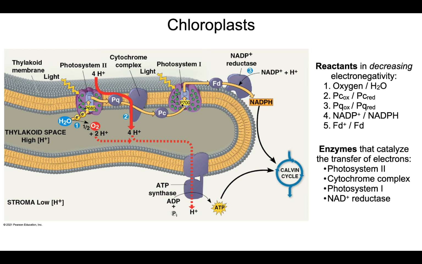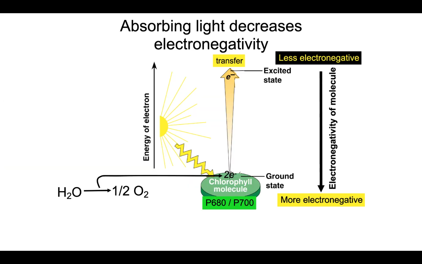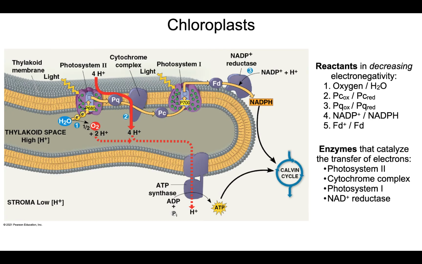So we've got a problem. How is FD going to get those electrons? Well, our special pigment molecule is going to absorb wavelengths of light. That's going to excite its electrons, which makes it less electronegative. It can't hold on to those electrons very well. Awesome. Now FD can grab those electrons. So now that's how FD becomes reduced.